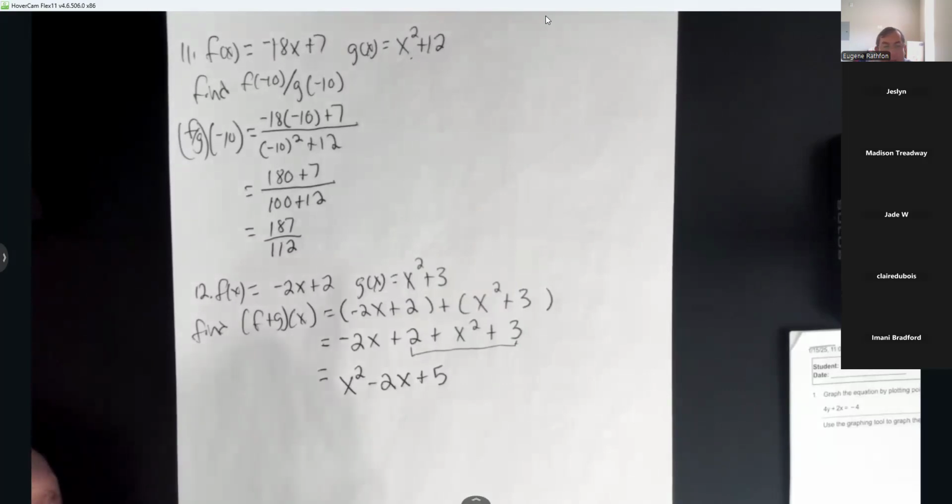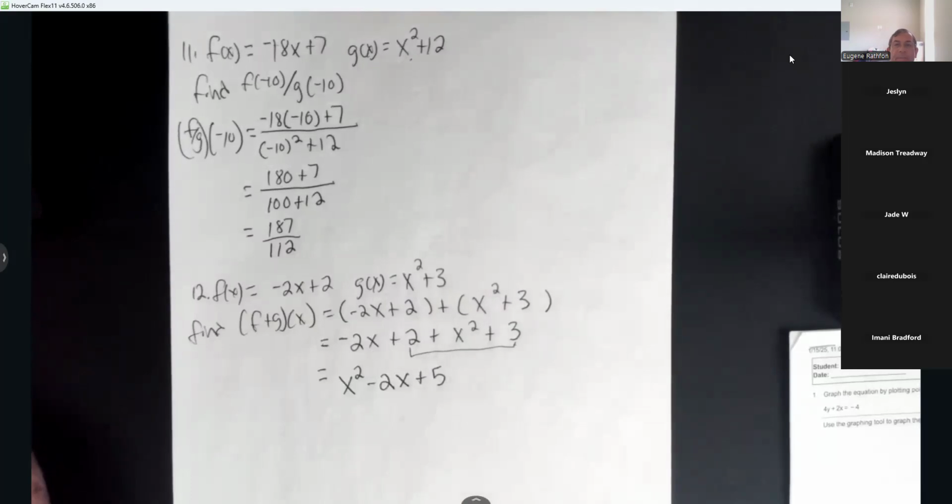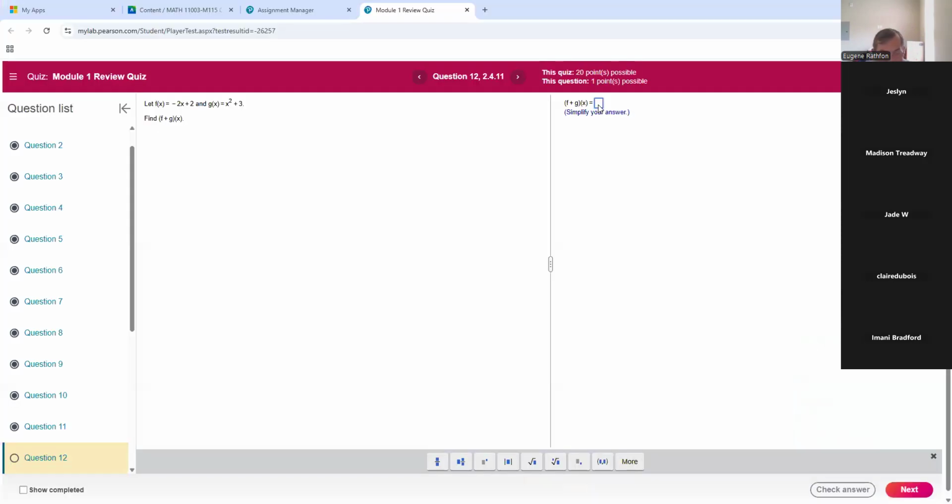So we won't plug anything into the answer since they didn't give me any numbers here, okay? So let's see, that one was x squared. So hit the x and then come down here and hit the superscript and put in your 2, arrow right, and put in minus 2x, and then put in your plus 5. All right, y'all, then you would hit next.